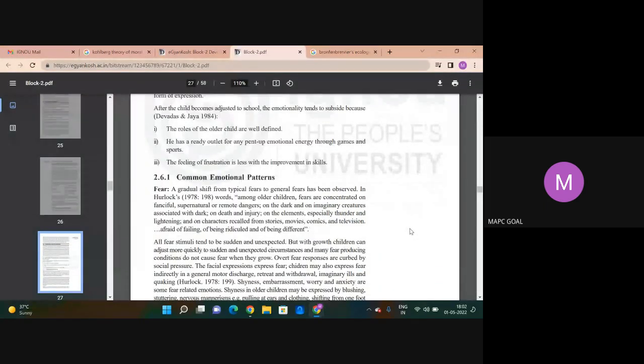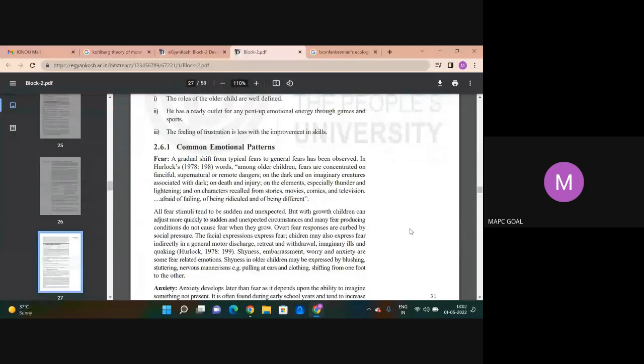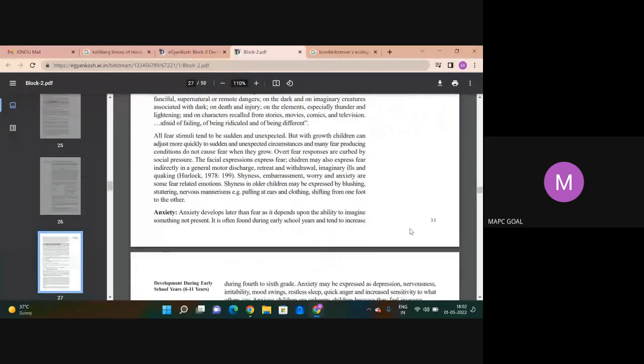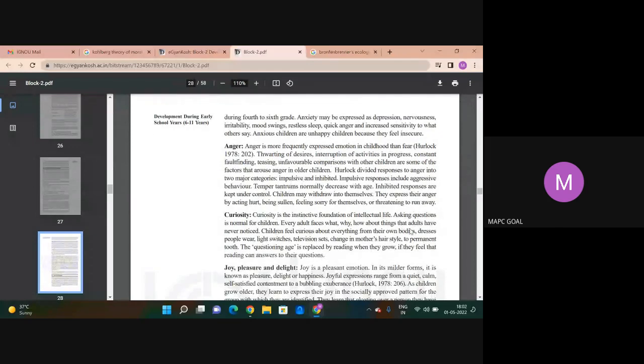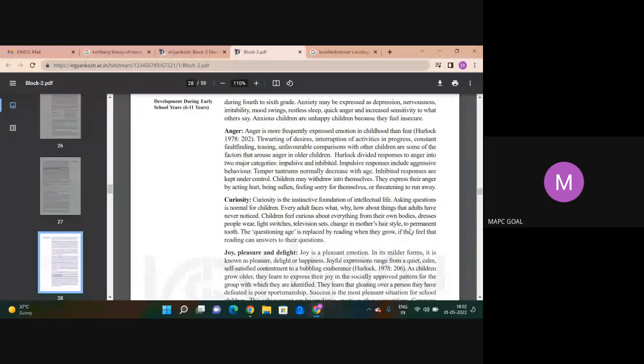The common emotional patterns that we could see in a child are fear. We create anxiety in children. All this belongs to the age group of 4 to 6 years. Then anger. Sometimes the children throw temper tantrums, which decrease with age, but that also has to be controlled.